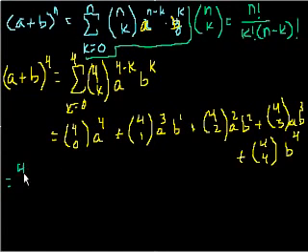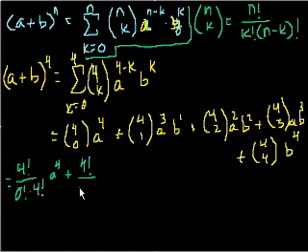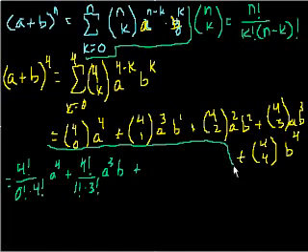So this is equal to 4 factorial over 0 factorial times 4 factorial, right? 4 minus 0 is 4, a to the fourth, plus 4 factorial over 1 factorial times 3 factorial, right? 4 minus 1 is 3 factorial. A to the third b plus, I know this is getting a little tedious, but I think it's good to completely work through one entire problem. Plus 4 choose 2, that's 4 factorial over 2 factorial times 2 factorial, right? 4 minus 2 is 2.